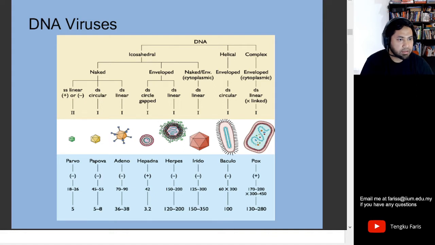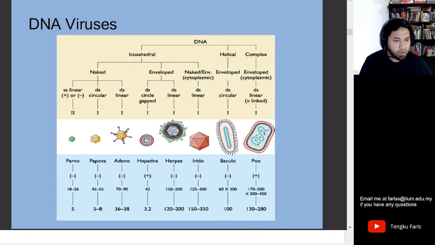You have the naked and enveloped one, which is of cytoplasmic origin, and it gives rise to the double-stranded linear. In other words, there are different classifications of DNA viruses based on the structure, based on the presence of the envelope, based on single-stranded or double-stranded, and based on positive sense or negative sense, which we're going to explain and discuss further.